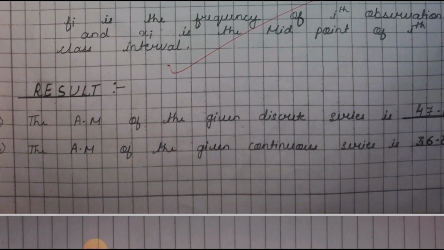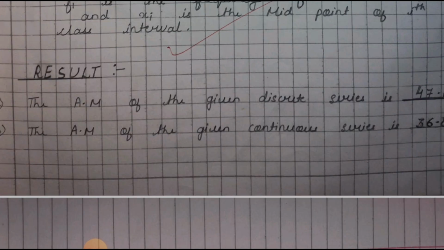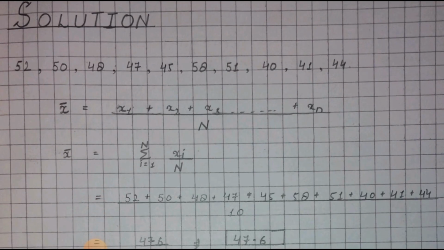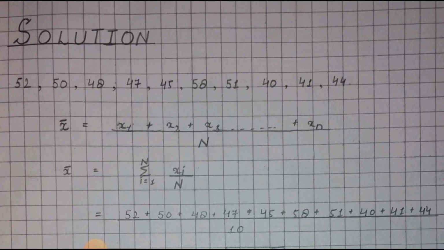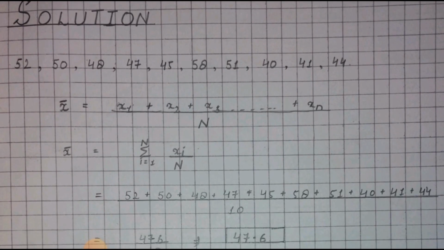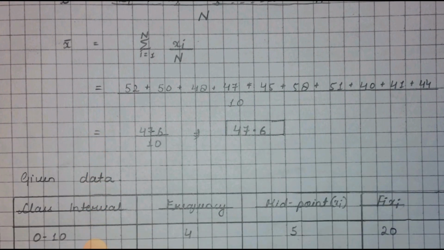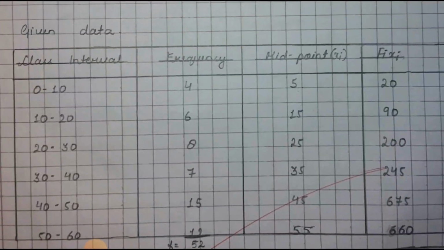Result: arithmetic mean of the given discrete series is 47.6. Second, the arithmetic mean of the given continuous series is 36.8. Solution page. Given data.